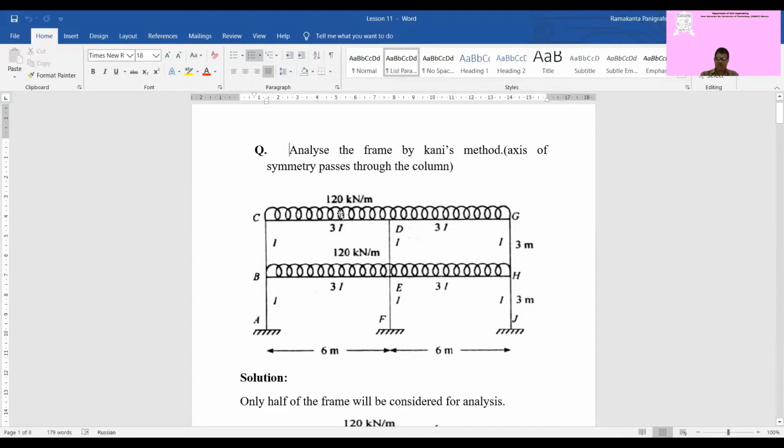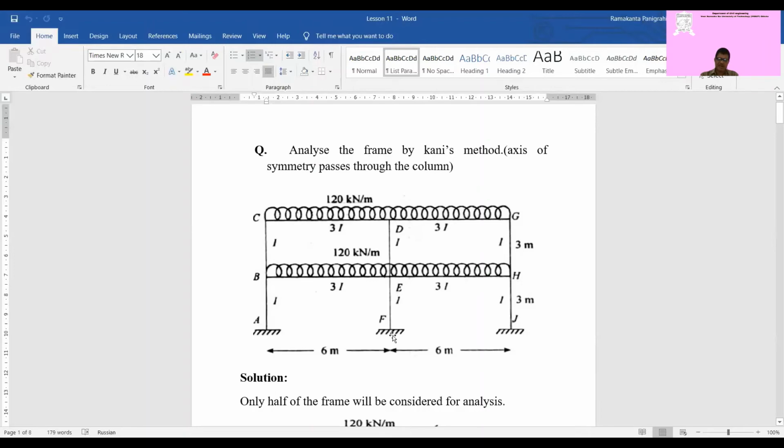This is a non-sway problem with an axis of symmetry. If it is a sway problem, you cannot apply this. For a non-sway problem with axis of symmetry, the axis either passes through the beams or through the columns, and here it passes through the columns. You see, all are symmetric: I, 3I, 3I, 3I, 3I. Height is the same, 3 meter, 3 meter. The loading may be 120 or 140, it does not matter, because from this axis, if you find this side, it is the same.